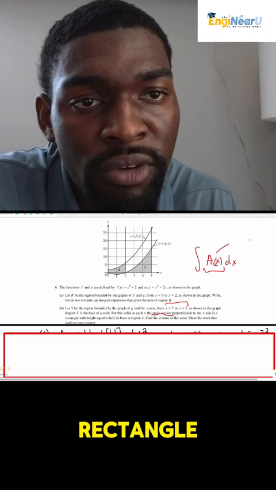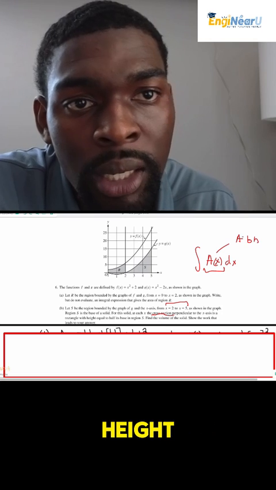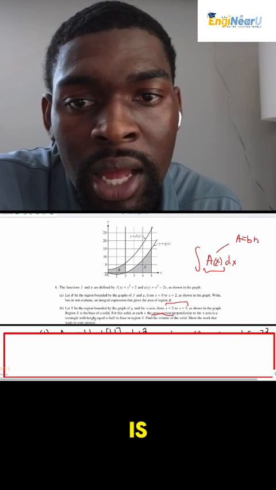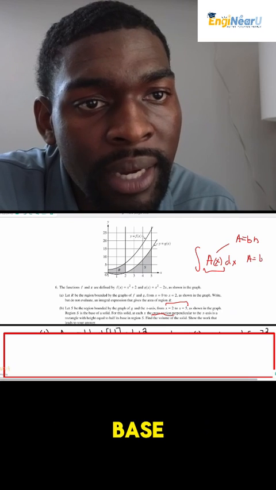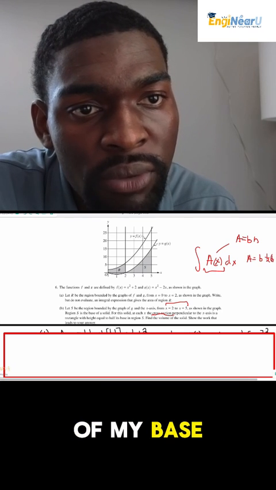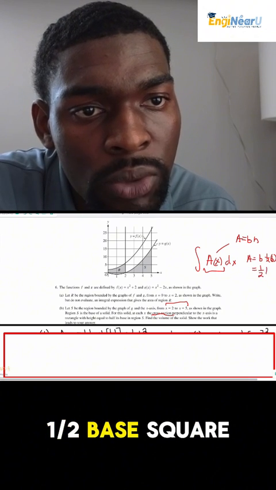And they say here we have a rectangle, and the area of a rectangle is just going to be base times height. But this is a unique one because they said that the height is equal to 1/2 of the base. So my area here would be base, and then my height is 1/2 of my base, and we can rewrite that as 1/2 base squared.